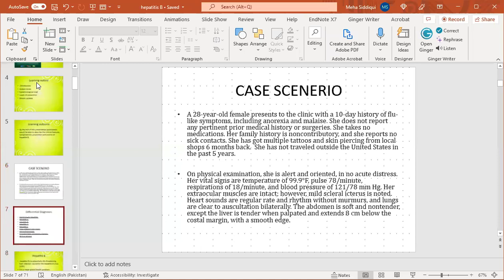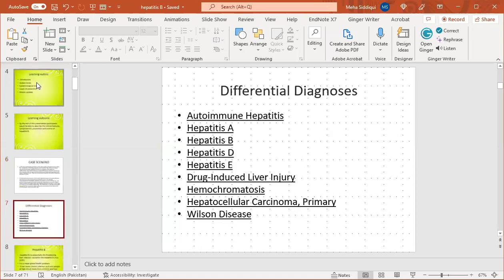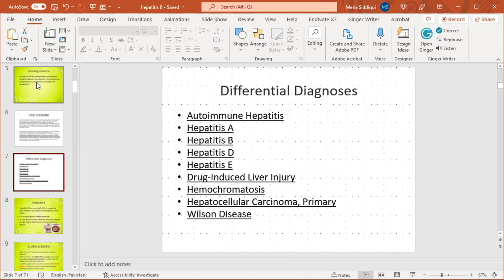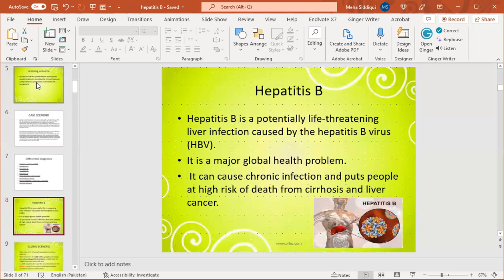So the differential diagnosis for this case scenario includes autoimmune hepatitis, hepatitis A, B, D, E, drug-induced liver injury, hemochromatosis, hepatocellular carcinoma, and Wilson's disease. If we see the history, it points more towards hepatitis B. Let's see ahead how it would be.